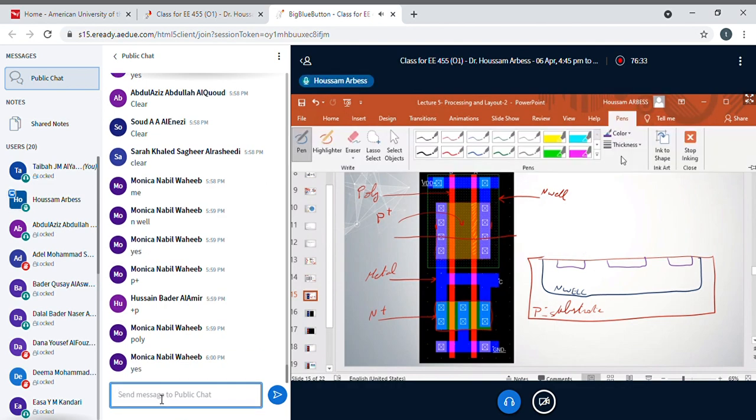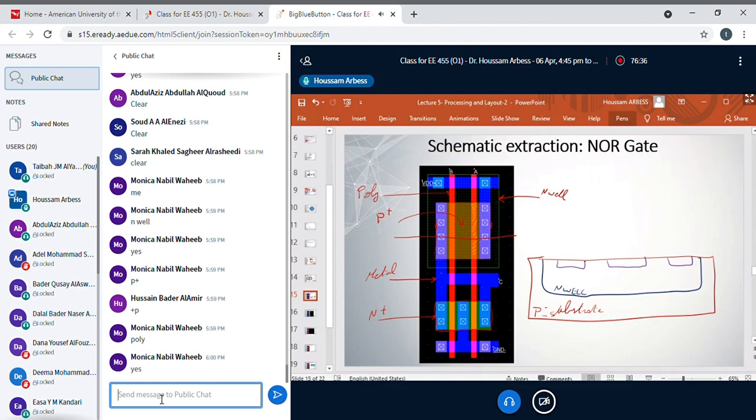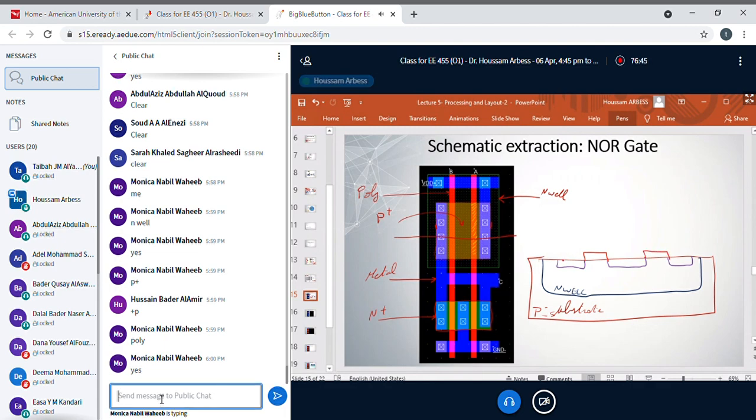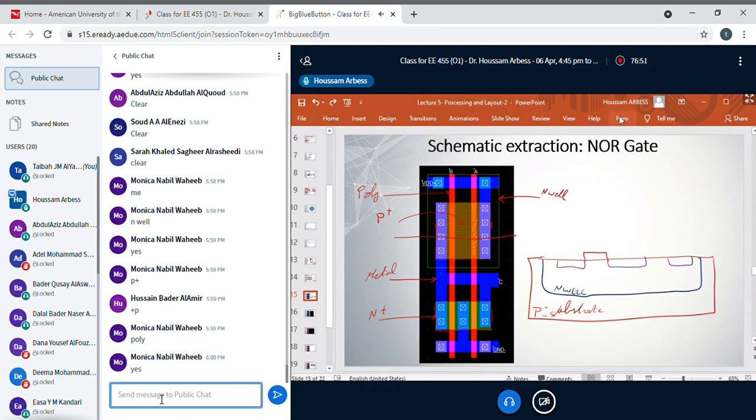Let me change the color for the poly. I will use the red. And here I have polysilicon. In your sketch, if you draw the poly like that, that means you know nothing. Because in this one, you don't have a MOSFET. It's not acceptable to sketch the poly like that. The edge of the poly should be on the edge of what? The edge of the poly should be on the edge of the active region. So the poly is like that.